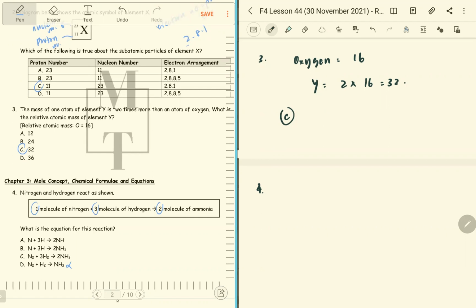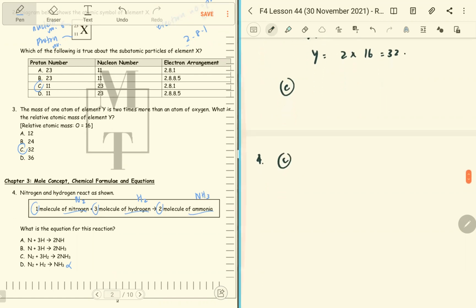So we know nitrogen is N2, hydrogen is H2, and ammonia is NH3. So just look at the one that gives you these correct symbols and you get C. Answer is C. When nitrogen and hydrogen react, they will appear in their natural form. Although in the periodic table nitrogen is just N, right?